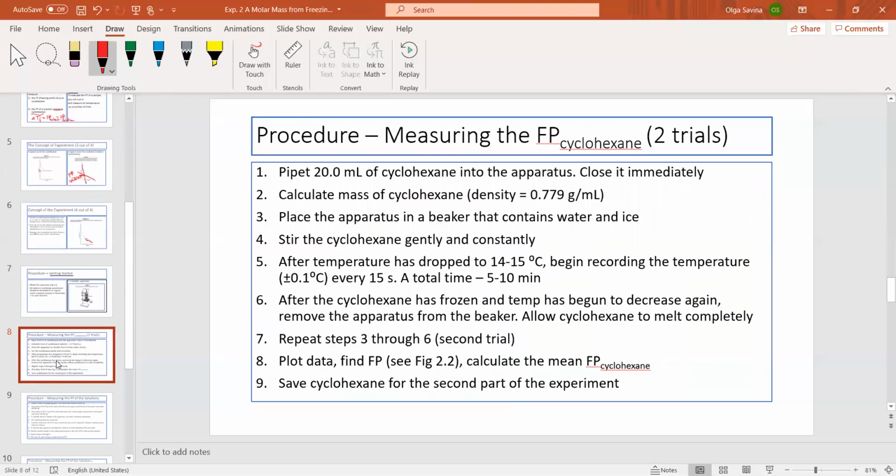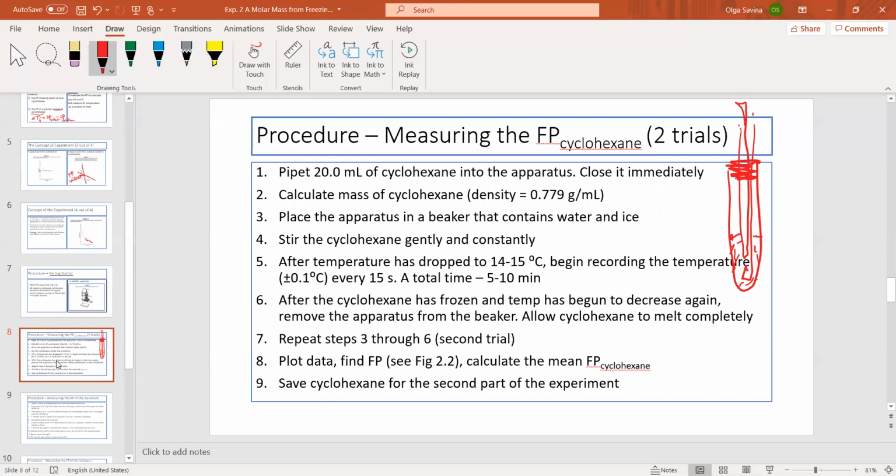Okay, our first step, we have to pipette 20.0 milliliters of cyclohexane into the apparatus, which means we have to pipette it into the test tube with the thermometer inserted and the stirrer. So we have to have our sample in this test tube, and then we have to close it immediately.